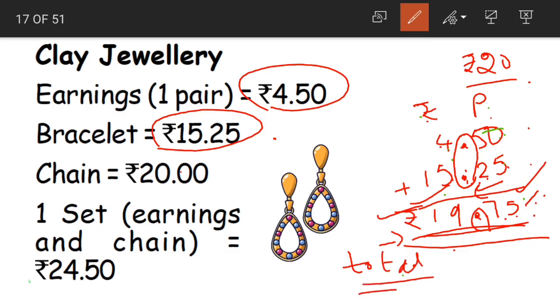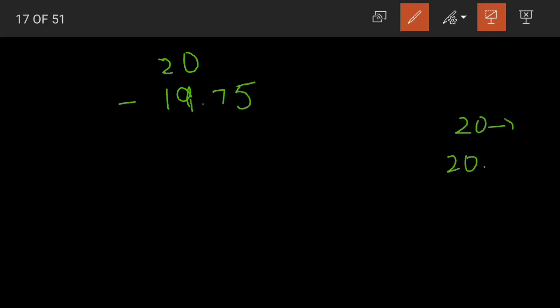But how much did she pay the shopkeeper here? She paid 20 rupees. 20 rupees is more than 19 rupees, right? Yes. So she should get back some amount. 20 rupees minus 19 rupees 75 paisa. If you remember, 20 rupees we can write like this. Yes, 20 rupees 0 paisa, and below we'll write 19 rupees 75 paisa.